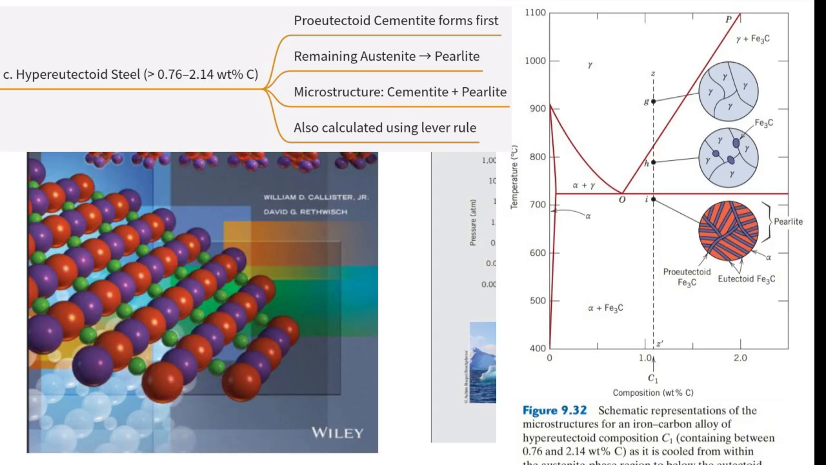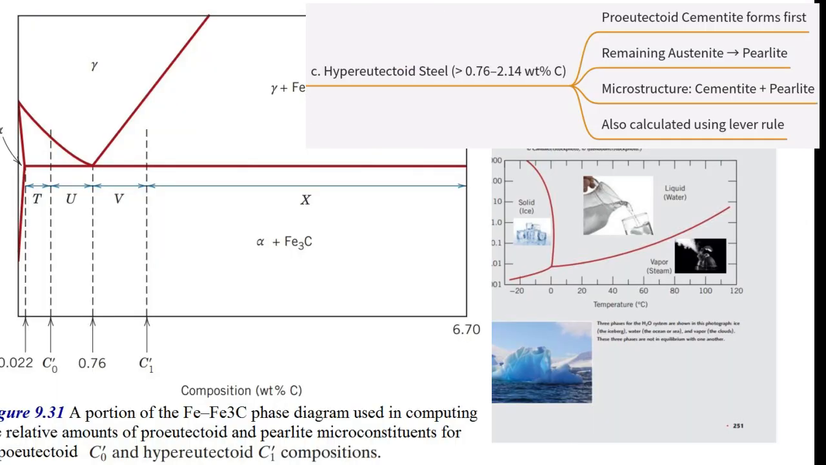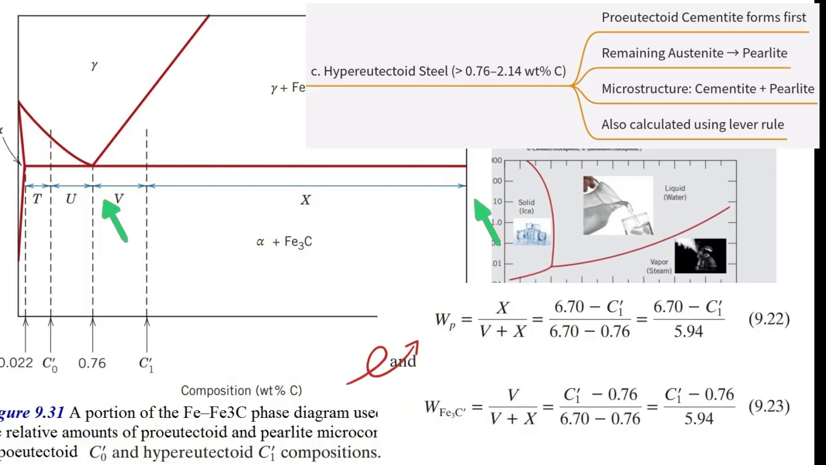And again, the source shows how to use the lever rule, using Figure 9.31 again, but applying it differently, to calculate the relative amounts. This time, the tie line for microconstituents spans from the eutectoid composition, 0.76 wt% C, to the cementite composition, 6.70 wt% C. Equations 9.22 and 9.23 let you calculate the fractions of pearlite, Wp, and proeutectoid cementite, WFe3C'. So the lever rule is really versatile for figuring out amounts.